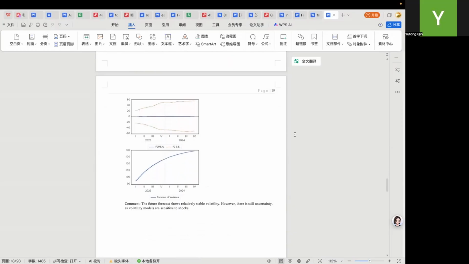So overall, the GARCH model helps us understand how volatility changes over time, and compared to ARIMA, it gives us more information about risk and uncertainty.